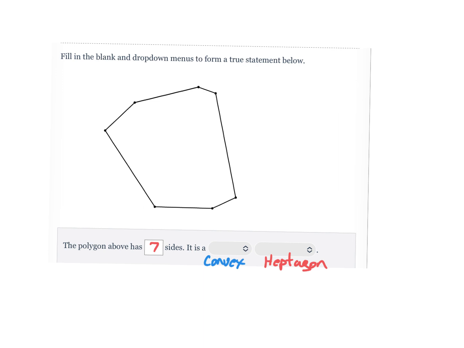All right, let's look at some questions you might see on your assignment. This first one is where you're just identifying the types of polygon. It says to fill in the blanks in the drop-down menu. The first thing we're going to do is count the sides. This is a 7-sided polygon. It is convex. None of the angles are pushed inside. And since it's 7, it's called a heptagon.